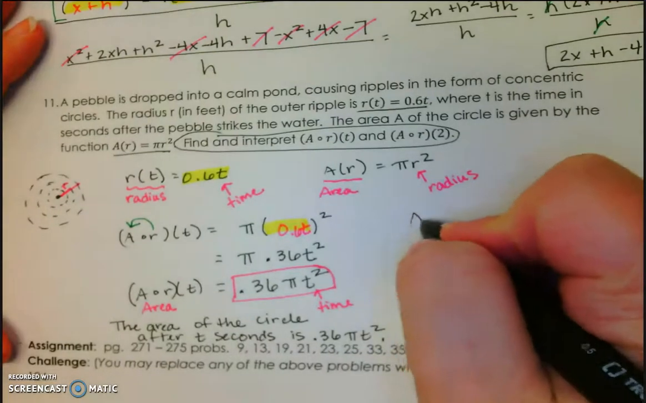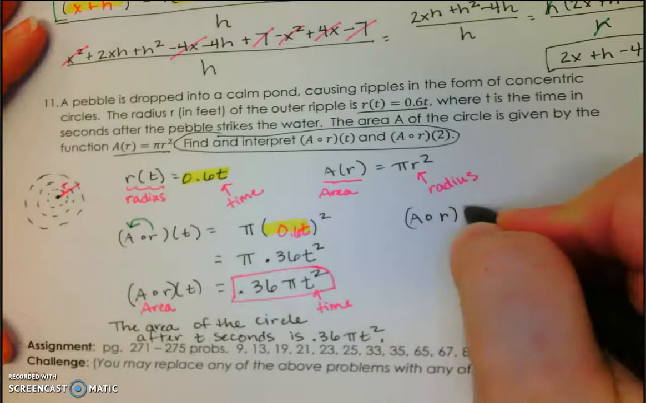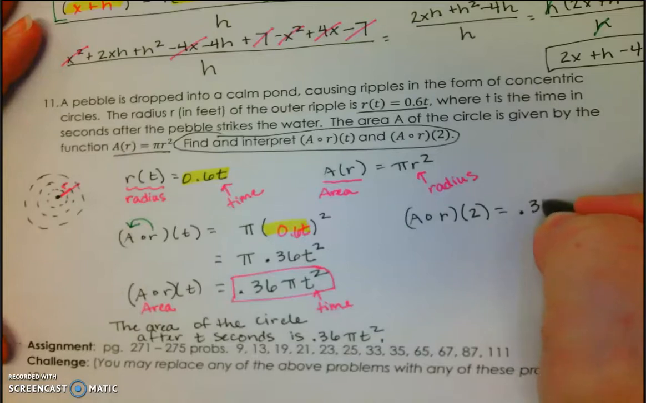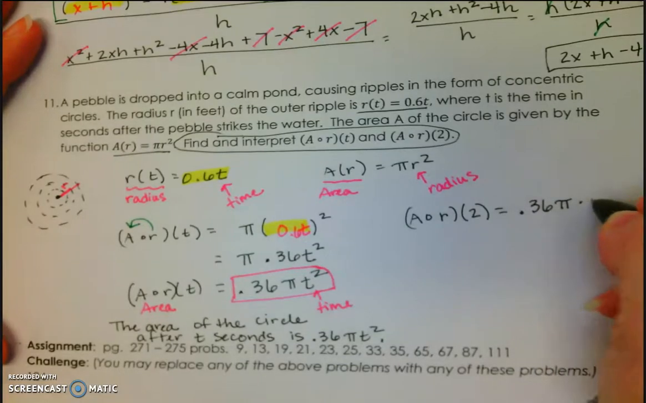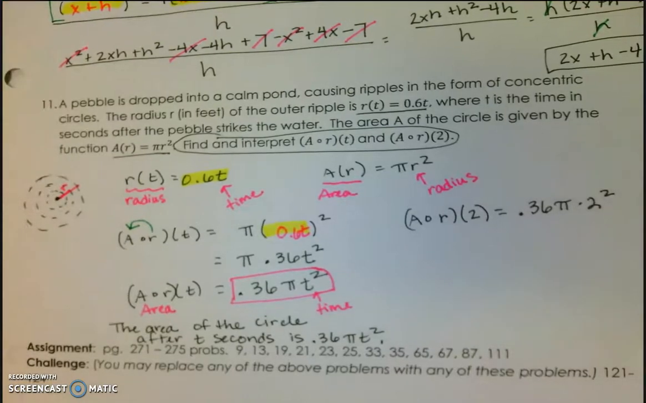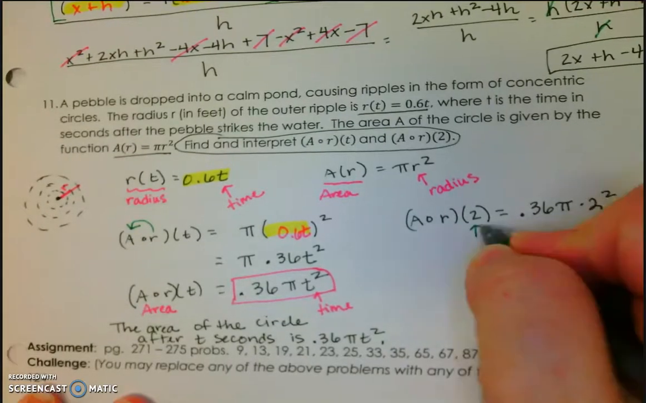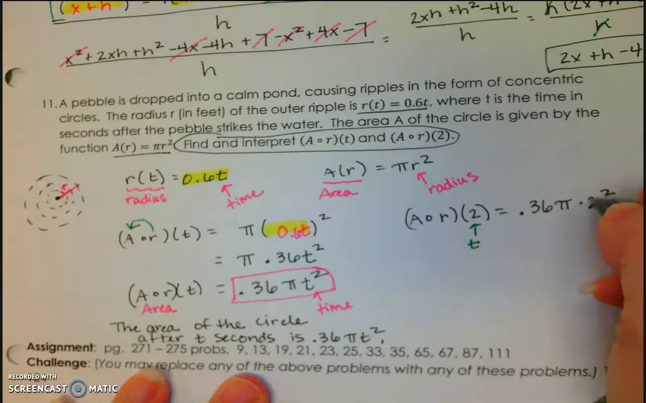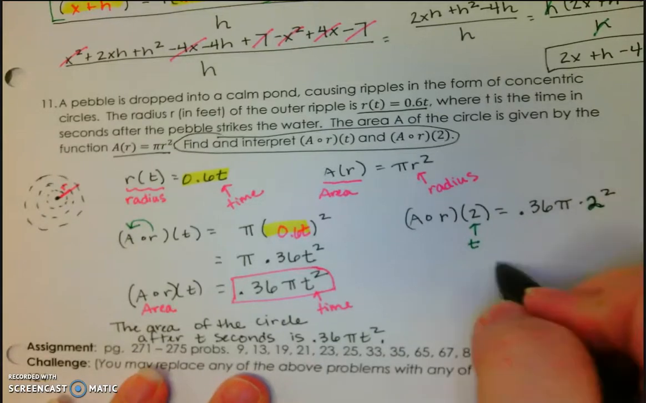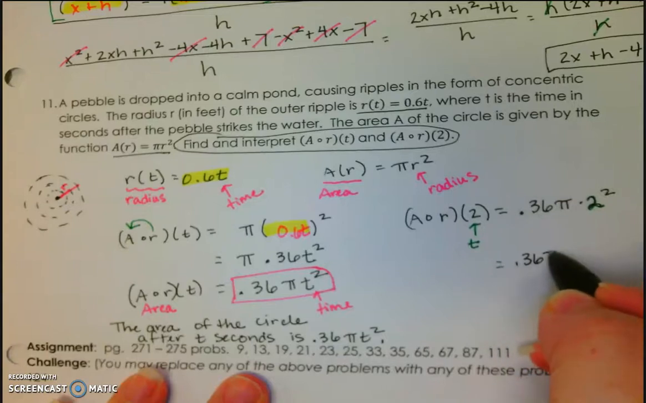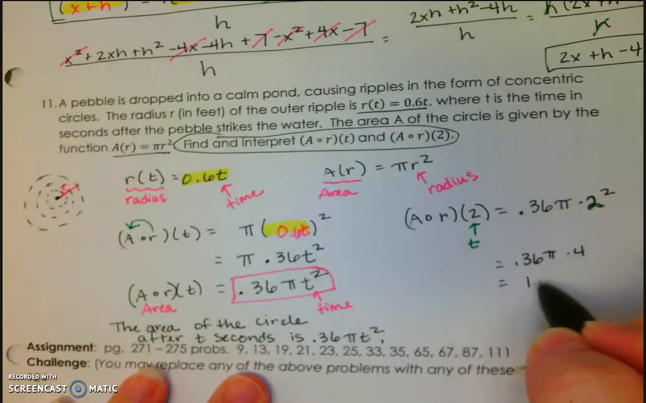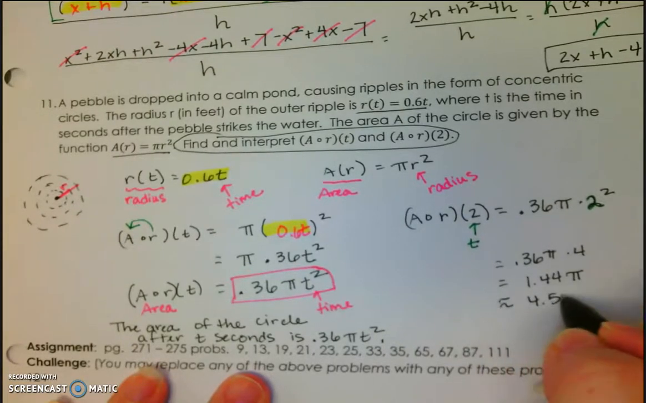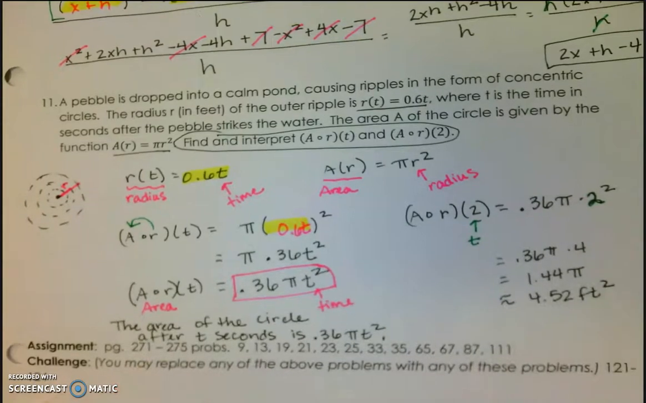Now the second part of this is asking you to find A of r of 2. That means that we substitute 2 for t. 0.36 pi times 4 is 1.44 pi, which is approximately 4.52 square feet.